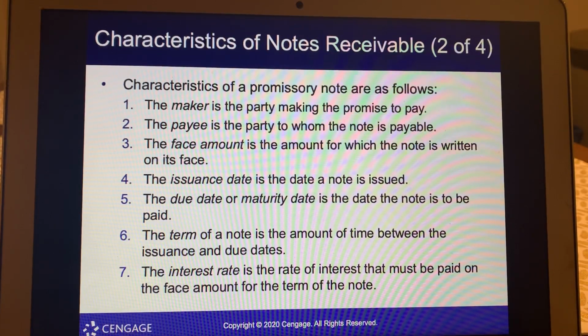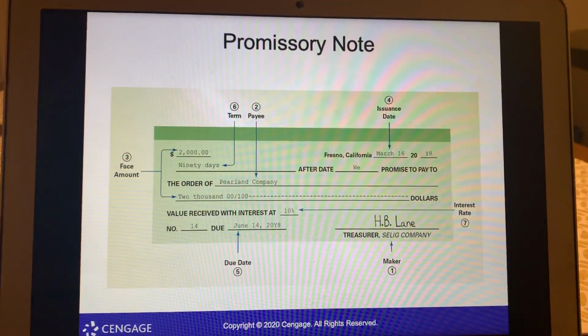The maker is the party making the promise. The payee is the party to whom the note is payable. The face amount is the amount for which the note is written on its face. The issuance date is the date a note is issued. The due date or maturity date is the date the note is to be paid. The term of a note is the amount of time between the issuance and the due dates. The interest rate is the rate of interest that must be paid on the face amount for the term of the note. So here's an example.